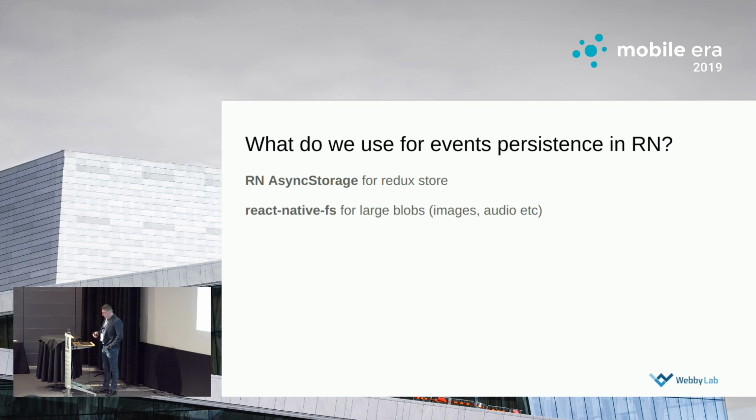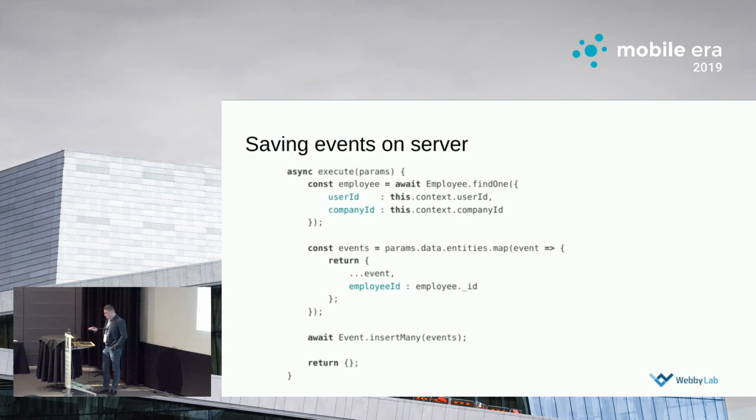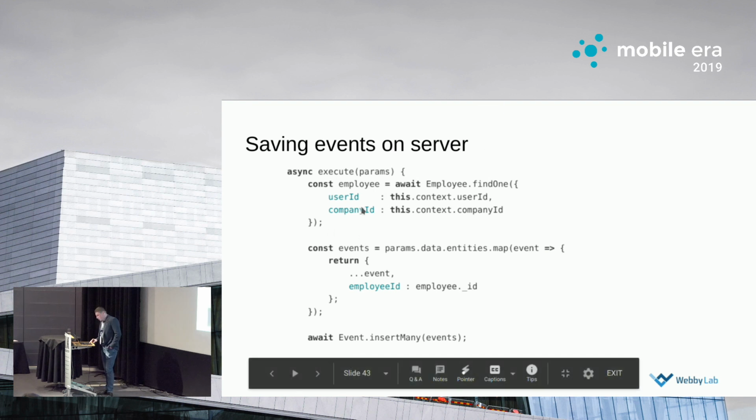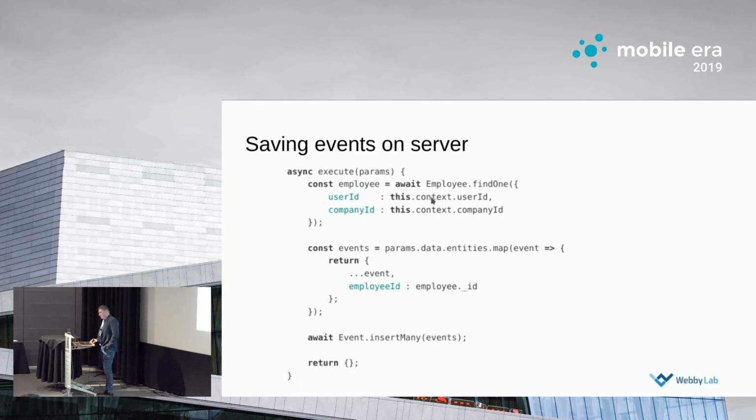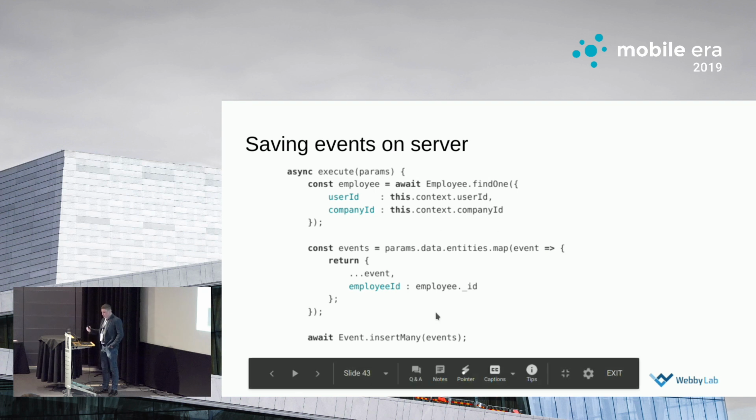Okay. And we use React Native FS for large blobs and React Native Sync Storage for the Redux store. On the server, it's very simple. We have an endpoint which takes a list of events. And what is important here is that we load user ID and company ID from context, so we add this information to every event. After that we know the source of the event, and we just insert all the events somewhere.